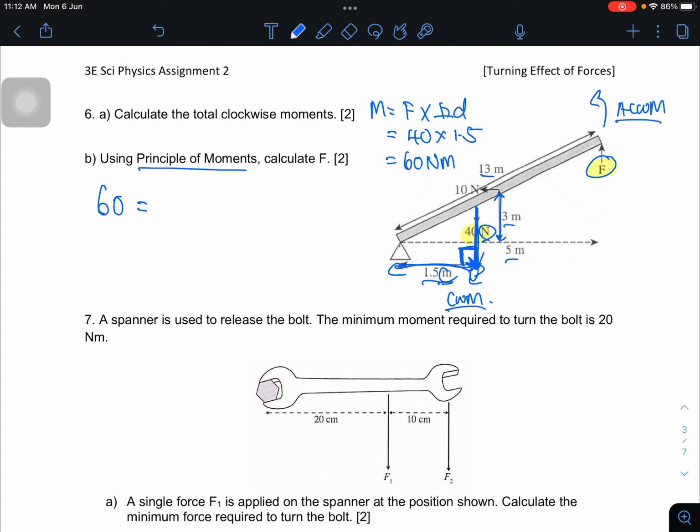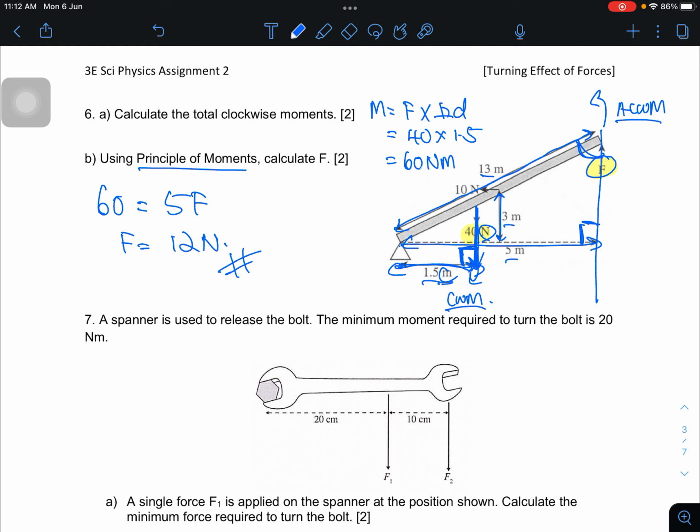So F times what? The perpendicular distance. Is it 13 meters? There's another distance at the bottom, which is 5 meters. Like I said, F is a vertical force also, so the perpendicular distance should be this one. This distance is not perpendicular, so we're not going to use the 13 meters. So it's 5 times F, 5F. F is equals to 12 Newton.